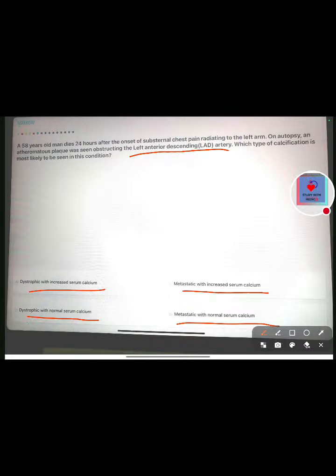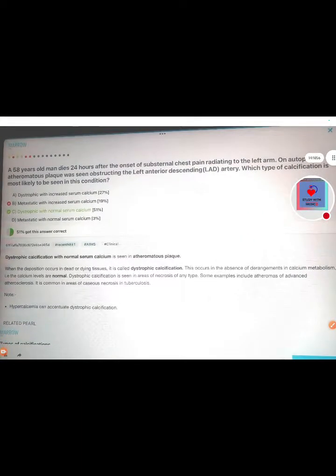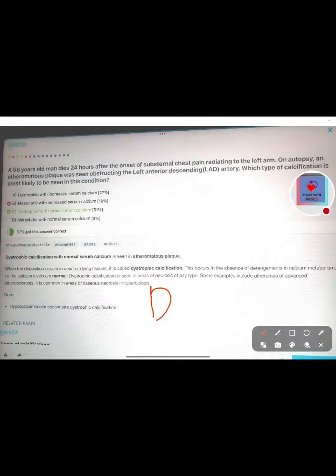You have to remember, dystrophic is seen in dead cells. Which type of calcification is most likely to be seen in this condition? It is dystrophic with normal serum calcium. Dystrophic is seen in dead cells, and this is with normal calcium levels. In metastatic, serum calcium levels are increased, but here the cells are dead because the autopsy was done. So after death you can see the dystrophic calcification, with a normal serum calcium level.